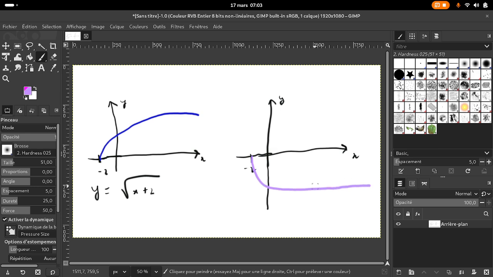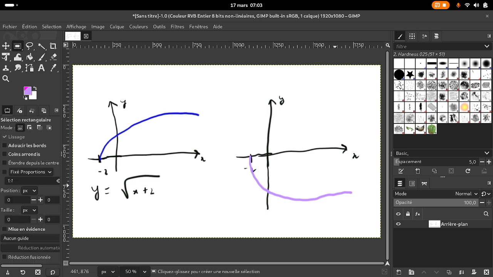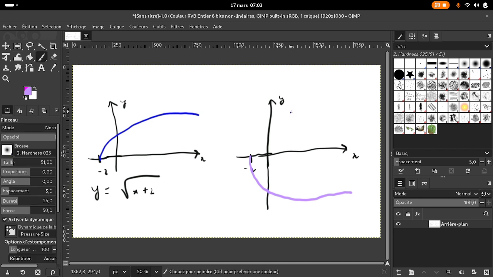The lower one goes something like this, much like this. Voilà. And here y equals minus the square root of x plus 2.